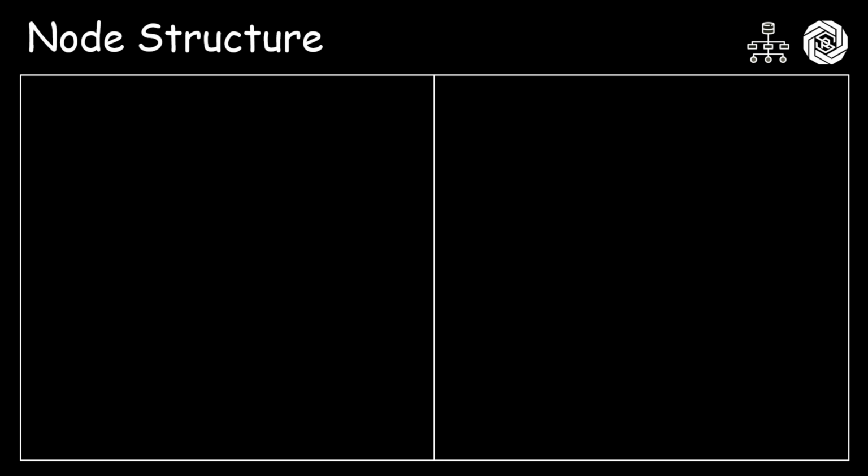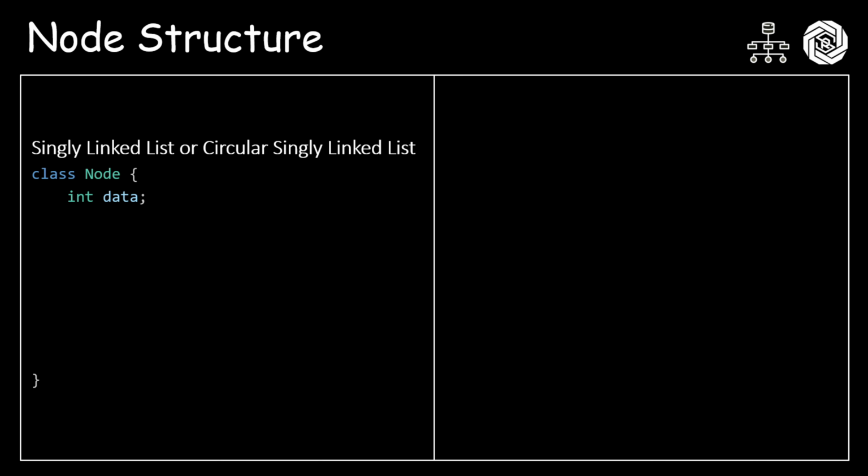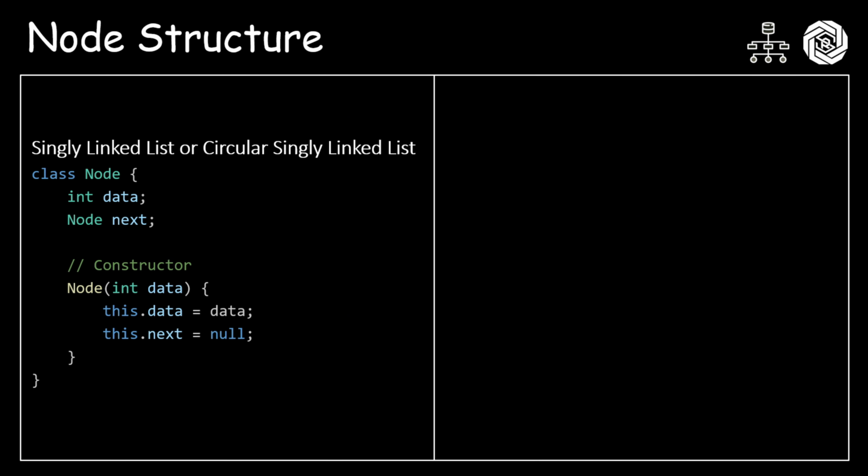Now let's see how we represent a node in code. For a singly linked list or circular singly linked list, we define a class called node. It has an int data field to hold the value, and a node next reference, which is the pointer to the next node. The constructor initializes the data and sets the next pointer to null initially.